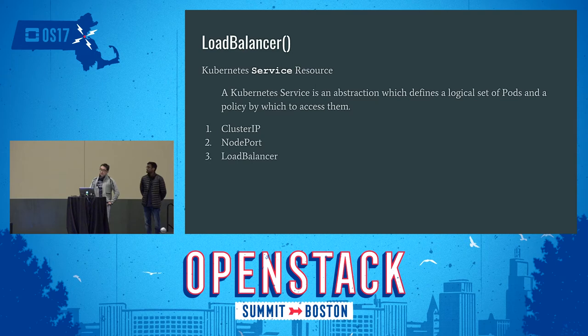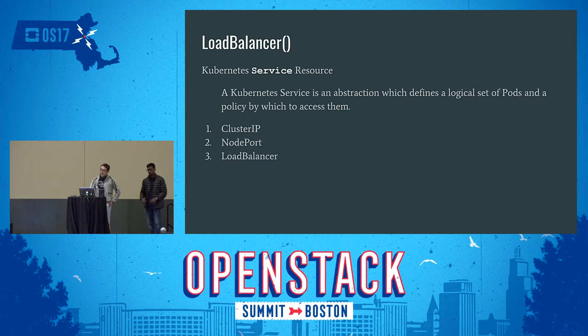And the load balancer method. You know, Kubernetes has a service resource, and there are three types of service. These are ClusterIP, NodePort, and LoadBalancer type. ClusterIP exposes the service on a cluster-internal IP. Choosing this makes the service only reachable from within the cluster. This is the default service type. NodePort exposes the service on each node's IP address at a static port. A ClusterIP service, to which the NodePort service will route, is automatically created. You'll be able to contact the NodePort service from outside the cluster by requesting the node IP address and node port.